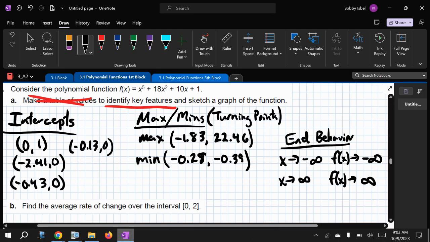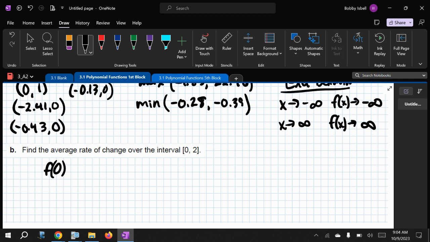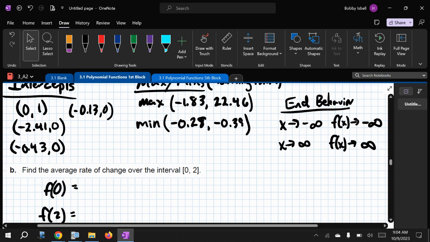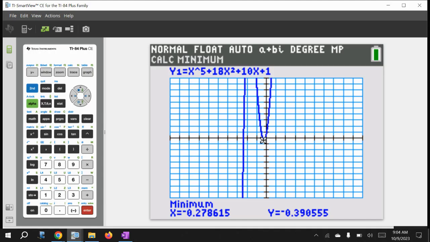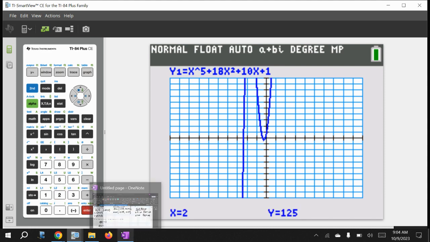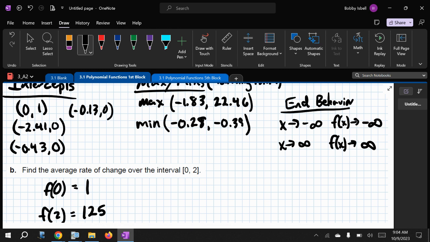Last thing in this particular example is find the average rate of change over the interval from 0 to 2. So I need to know what f of 0 is and what f of 2 is. I know what f of 0 is. I got that point. It's 1. I just need to find out what f of 2 is. Trace 2. That's the easy way to find it. 125. I don't know. It's not excessive if that's how much money you're paying me. It's a little lacking. I would like more than 125.